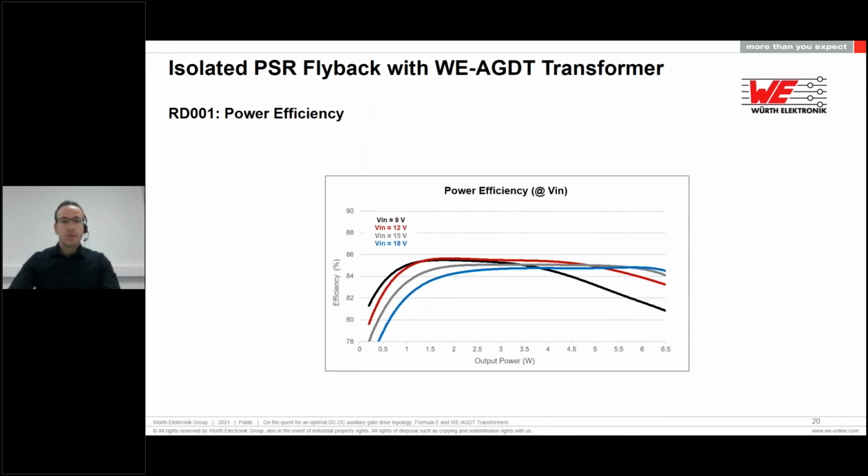And here the power efficiency. At full power of 6 watts and nominal input voltage of 12 volts, we still have an efficiency of 84%. But we can also see how for most of the output power range and for all the input voltage range, the efficiency stays above 84%, which for a low power primary side regulated flyback is quite a good result.